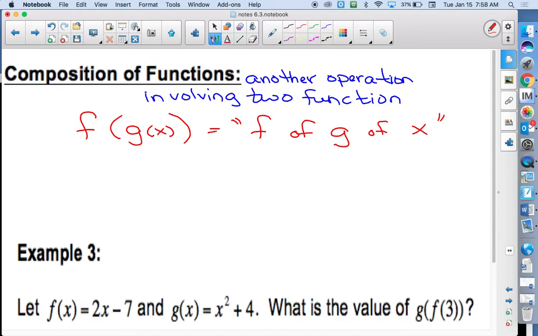I'm not taking f times g of x. We have a little times symbol there. So this notation represents a composition function. We're trying to take these two functions and still combine them together, but we're combining them using substitution. Whatever's on the inside is the part that's getting substituted into the outside equation. So we have to focus on the function inside versus the function outside.